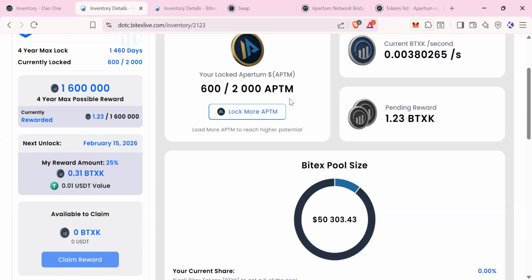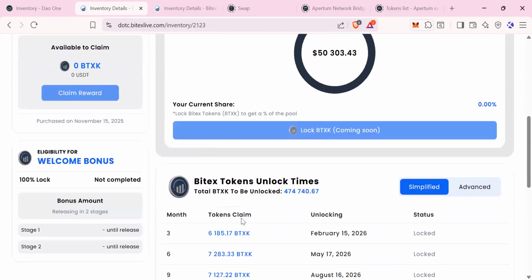So basically what's happening at the moment is that you're earning these pending rewards over here. And 25% of this pending reward, in other words, that 25% there of the pending rewards, this is what you're going to be earning by the middle of February. Now, obviously, if you put in more Apertum here, this figure will go up and the 25% that you're going to get is going to be more. Now, if you go down here, I'm just scrolling down now.